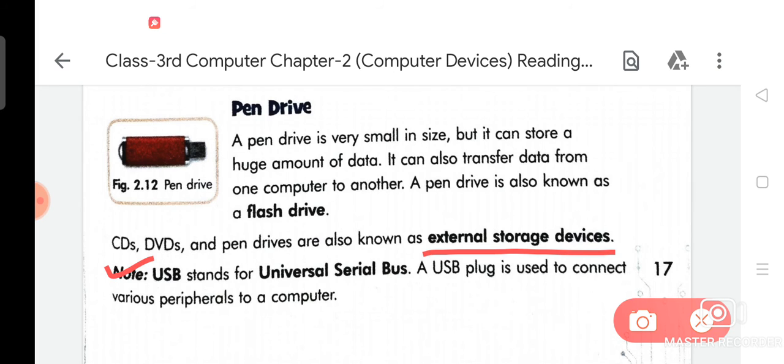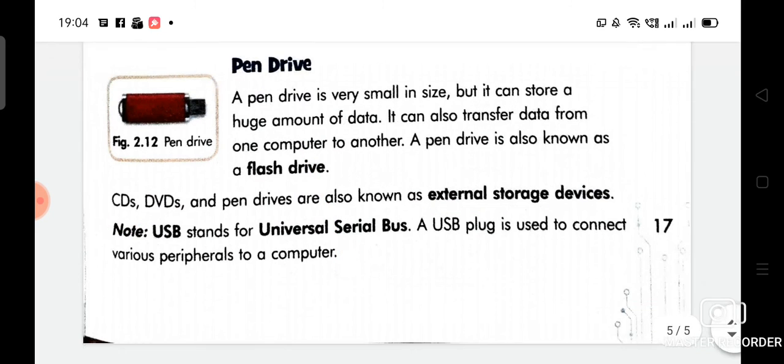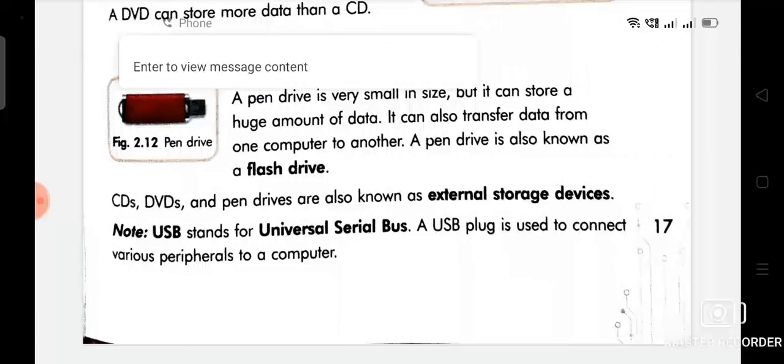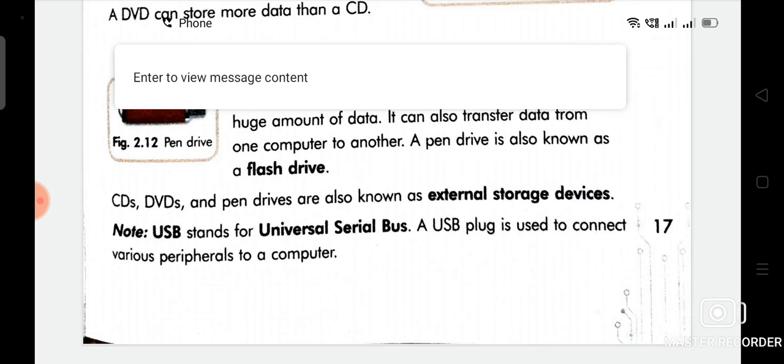Note. Now we are going to discuss the note. USB stands for Universal Serial Bus. A USB plug is used to connect various peripherals to a computer. From this topic, as you can see, your chapter has completed, and now we are going to discuss some important points from your chapter.